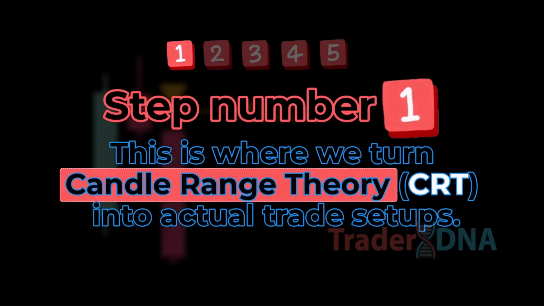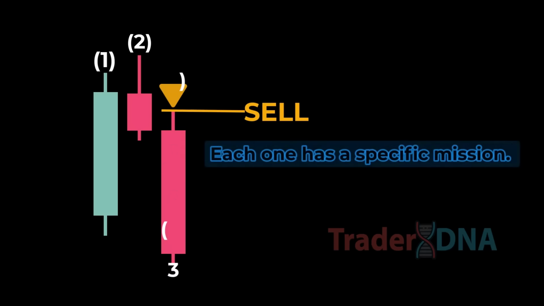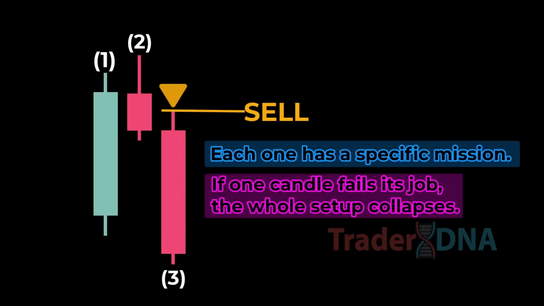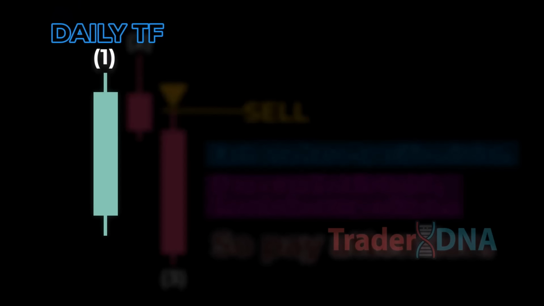This entire strategy runs on a 3-candle framework, just 3. But each one has a specific mission. If one candle fails its job, the whole setup collapses. So pay attention. Let's start with the first candle. Right here, we've got a bullish daily candle.